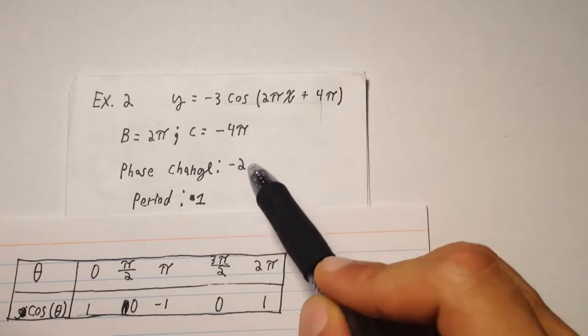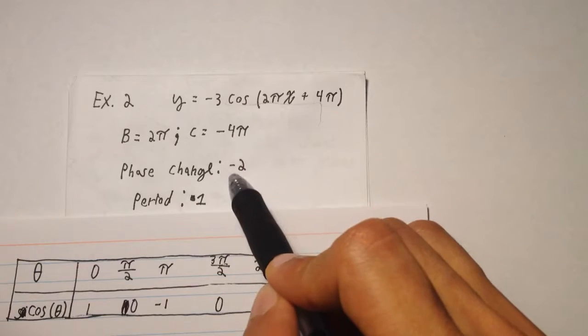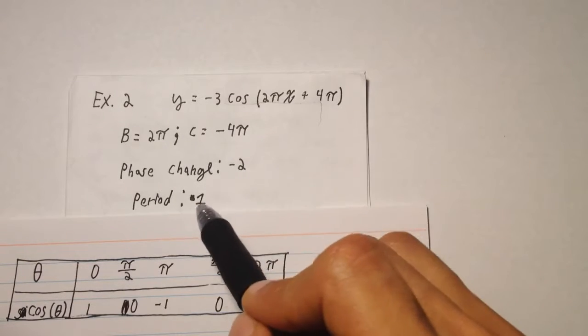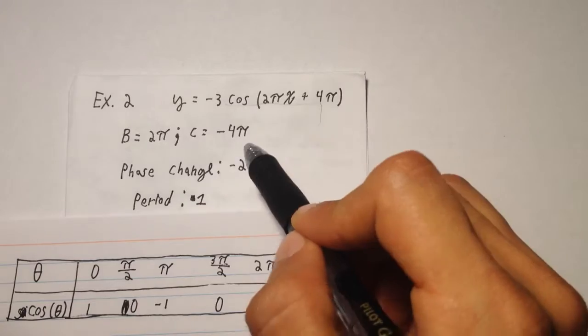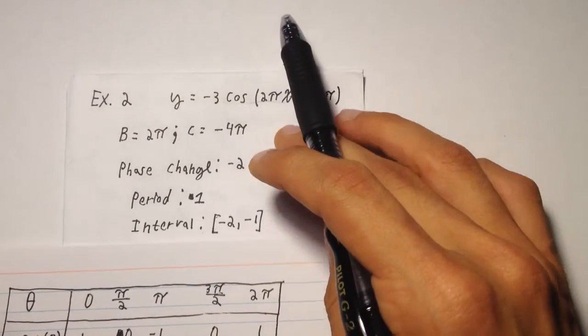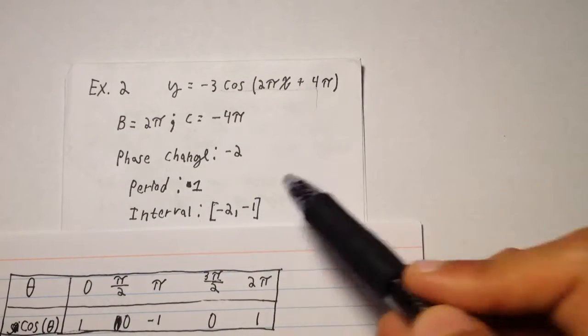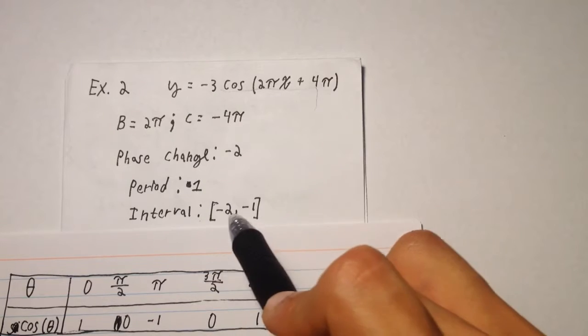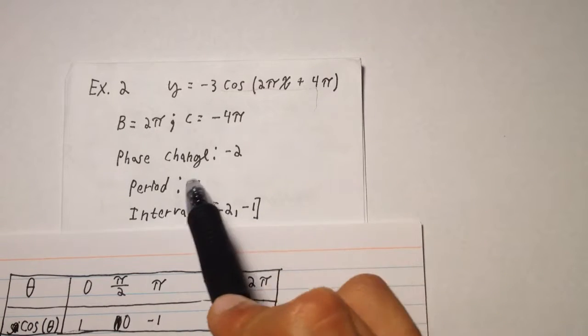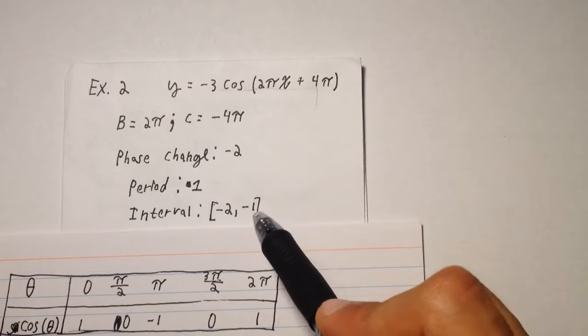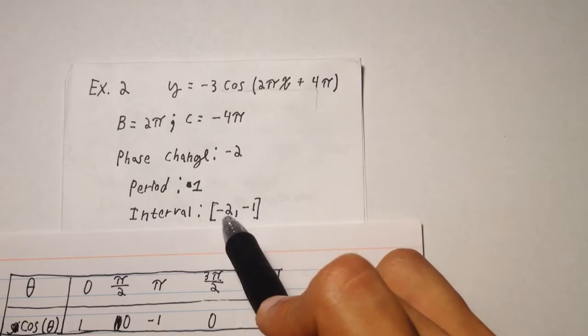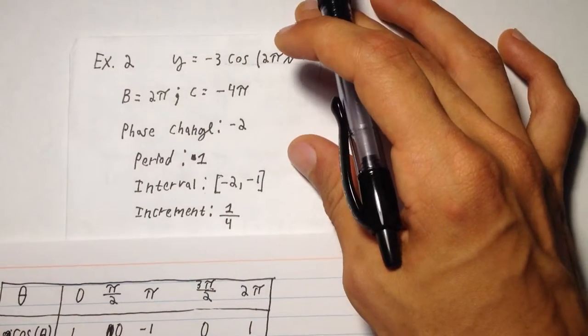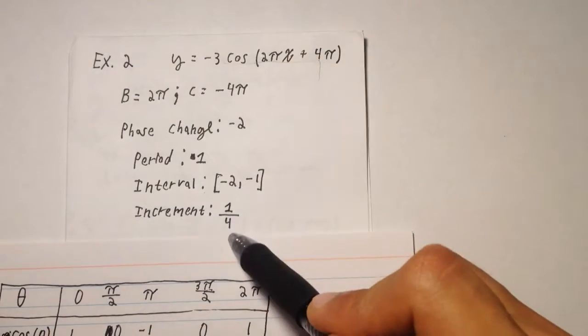Now this tells me that I'm going to start my interval at -2, and to get my upper bound, I'm going to simply add -2 plus 1. It's going to get me -1. So that's my new interval. I'm going to go from -2 to -1. To get my points in between, or my increments, I'm going to subtract -1 minus -2 and divide by 4. That's how much I'm going to count by.